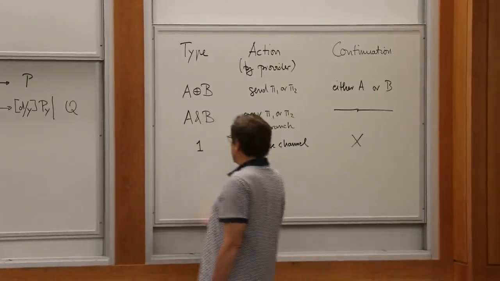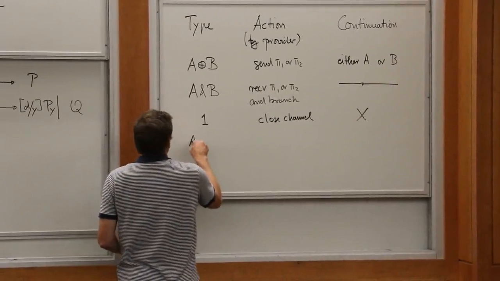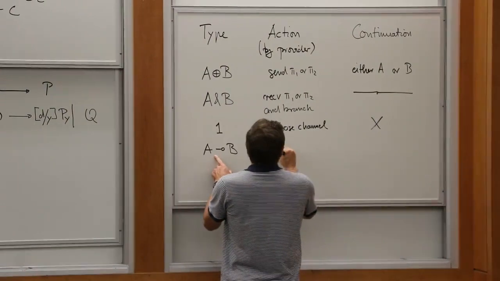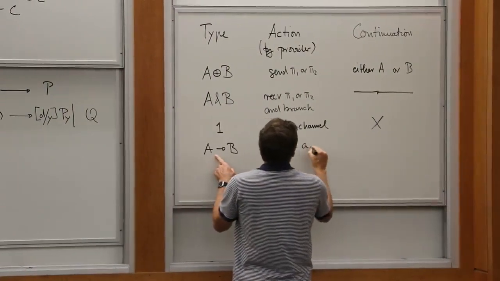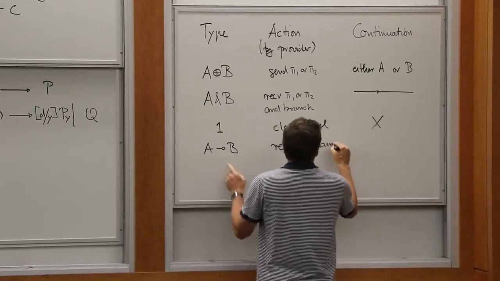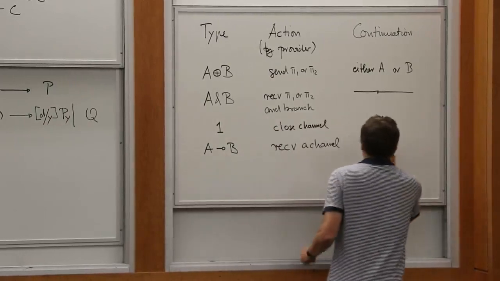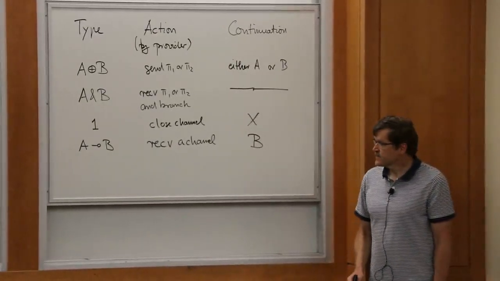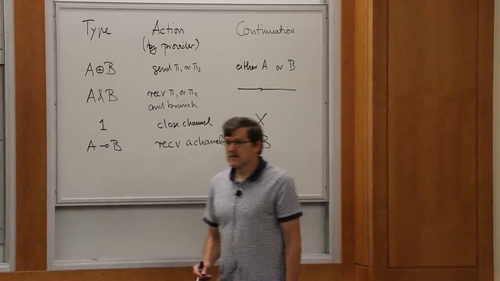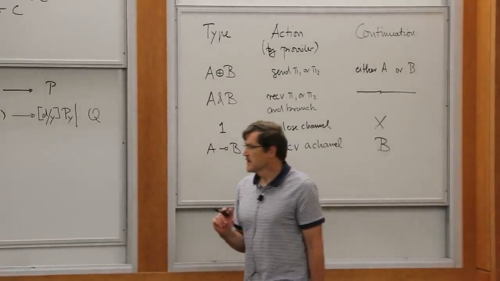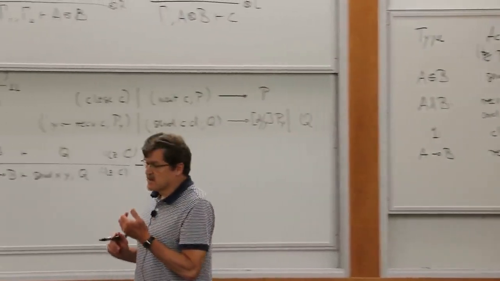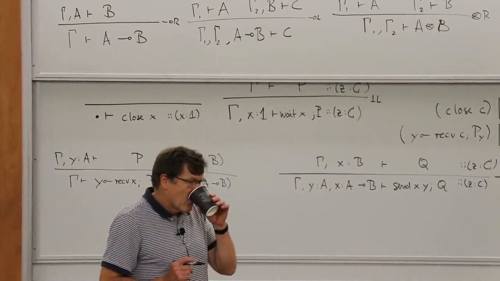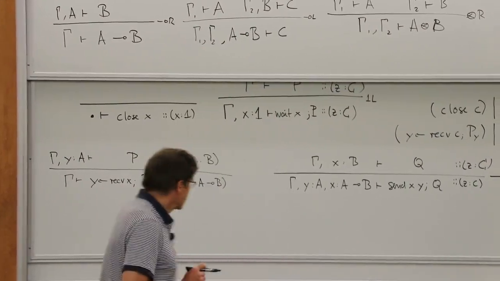Okay, so to fill out our table here, A linearly entails B means that from the provider's perspective, we receive a channel and we continue with type B. Simple enough? Okay. Yeah? Is there a question? Okay. So there's just one connective I haven't done yet, which is the tensor, or the simultaneous conjunction. Okay.